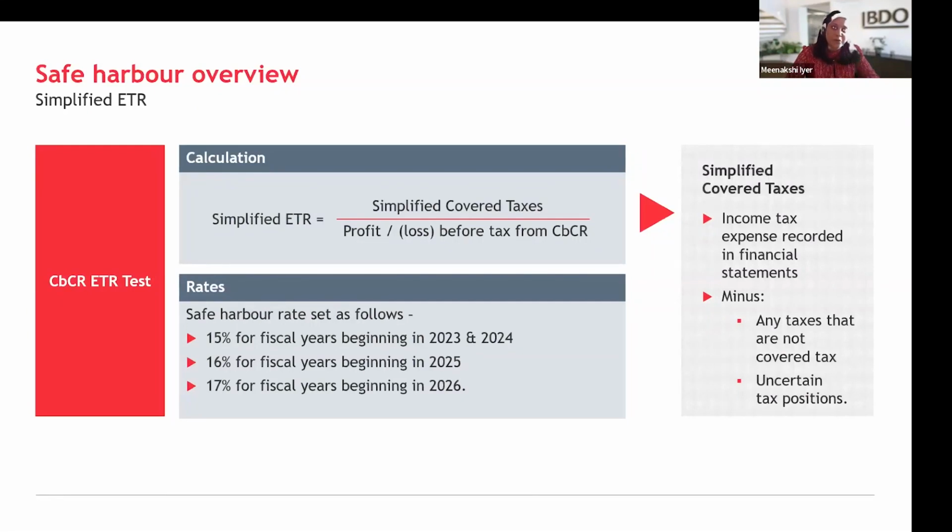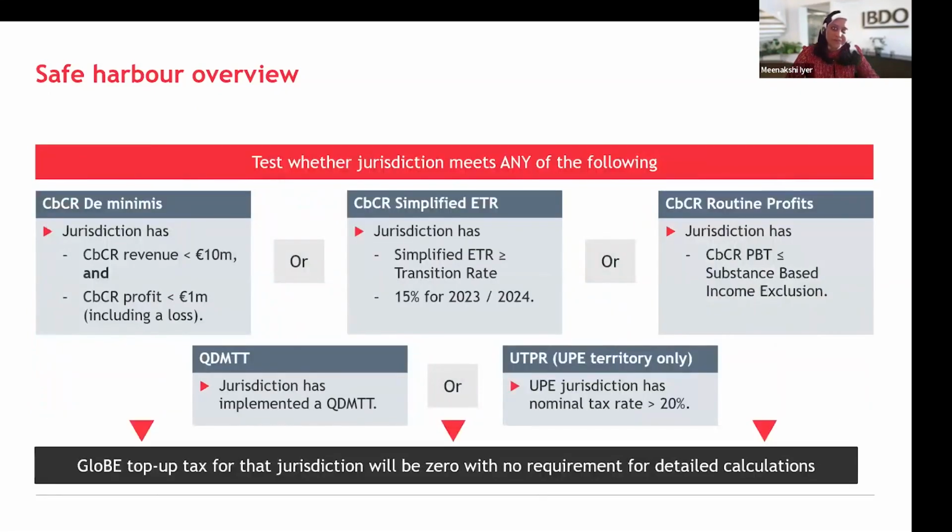So if you now move back to the previous slide, the third one is the C by C routine profits. So here, this is a substance-based income inclusion.